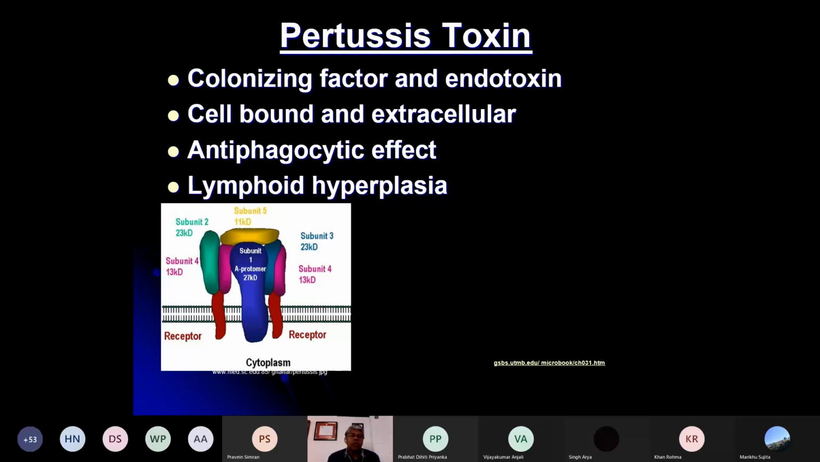This toxin goes into the circulation through the lymphatics, goes to the lymph node, and in the lymph node it leads to hyperplasia of the lymphoid system. That's a good thing. You might think that because of lymphoid hyperplasia, there will be more adaptive immunity and therefore we should be able to control the infection. Yes, the body tries it in that fashion, but it doesn't always work in that fashion. So here is a diagram which shows different subunit components of the pertussis toxin. You need not remember this whole diagram. Just remember that it causes lymphoid hyperplasia, it's got antiphagocytic effect, and it could be intracellular as well as extracellular.